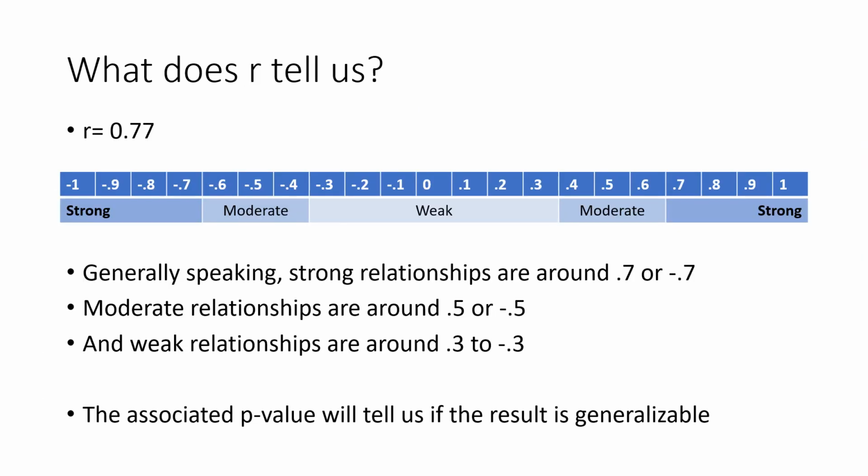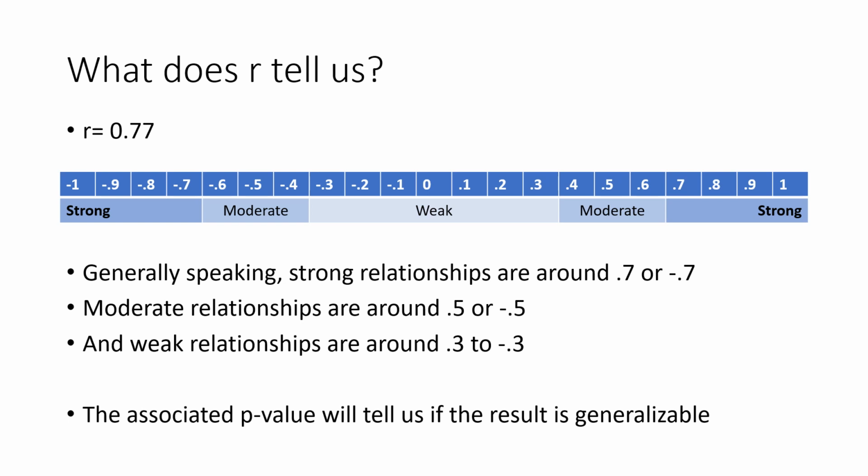But the big question is, what does that R of 0.77 actually mean? Well, what it means is that there is a positive relationship between X and Y. We already knew this because we've already done simple regression and found that B is a positive number, right? So if B is a positive number, then R must also be a positive number. If B is a negative number, then R must also be a negative number. If B is 0, then R must also be 0.